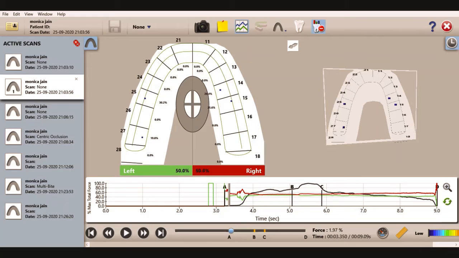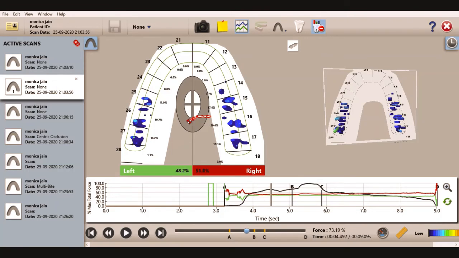The lower graph is divided into 4 segments: A, B, C and D. A indicates the first point of contact, and this coincides with the black force line. B indicates maximum intercuspation after completion of closure. C indicates opening and sliding movements, and D indicates the completion of the bite or the slide movements.